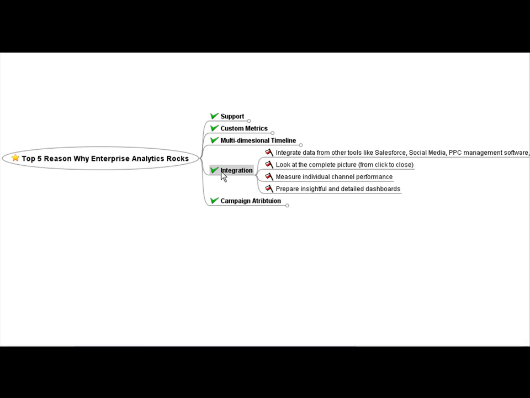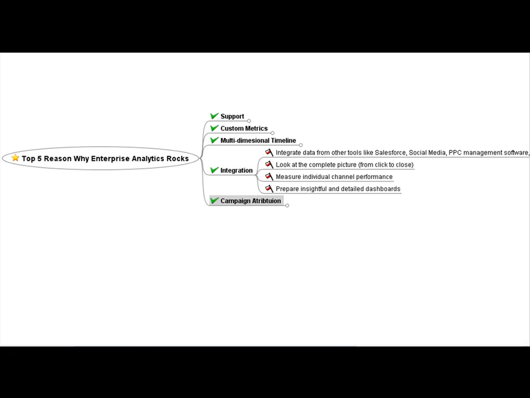The third reason is integration. You can integrate multiple data sources. Whenever you are working with different solutions like CRM solutions, social media analytical solutions, pay-per-click management software, or SEO software where you track your rankings, you can integrate that data and incorporate it easily and effectively in your analytical solutions.